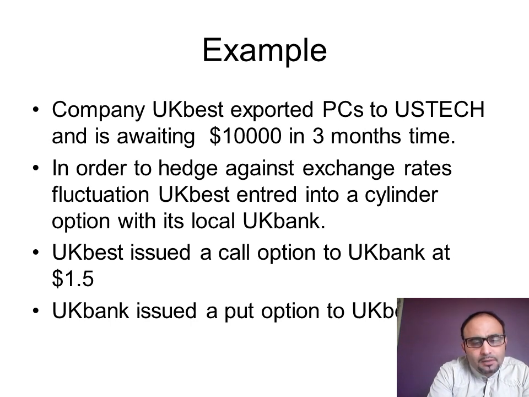Suppose a UK-based company called UK Best exported PCs to a US-based company called US Tech, and we are awaiting an amount of $10,000 in 3 months' time. Now, in order to hedge against exchange rate fluctuations, it has decided to enter into a cylinder option by doing the following. UK Best issued a call option to UK Bank at $1.5 to the pound, and UK Bank issued a put option to UK Best at $1.8 to the pound.